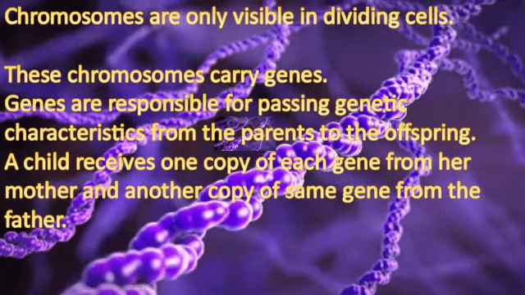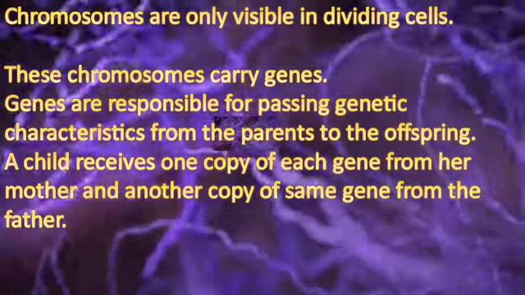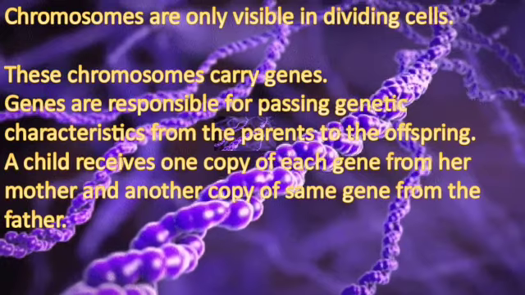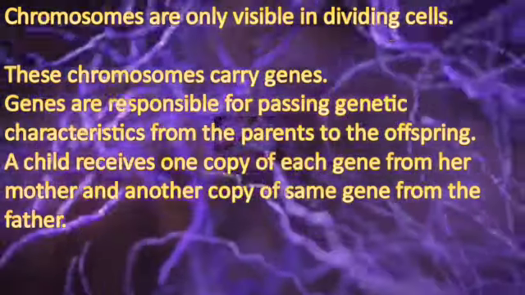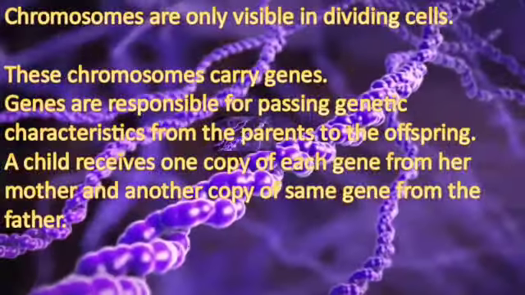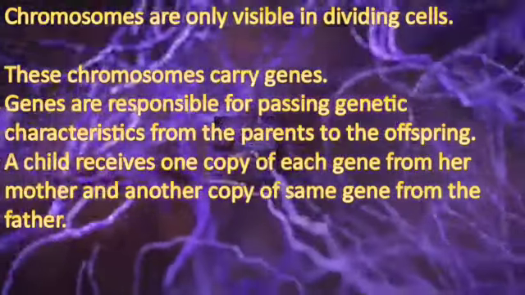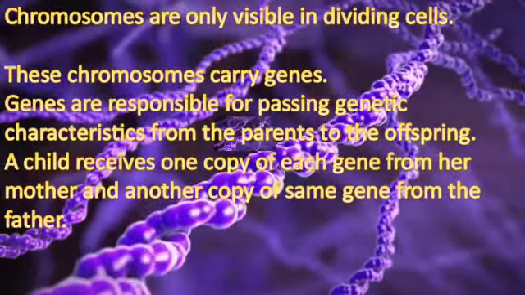Chromosomes are only visible in dividing cells. These chromosomes carry genes. Genes are responsible for passing genetic characteristics from the parents to the offspring. A child receives one copy of each gene from her mother and another copy of the same gene from her father.